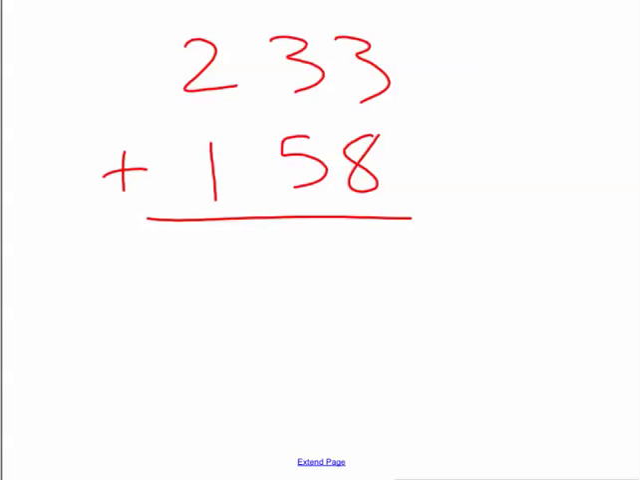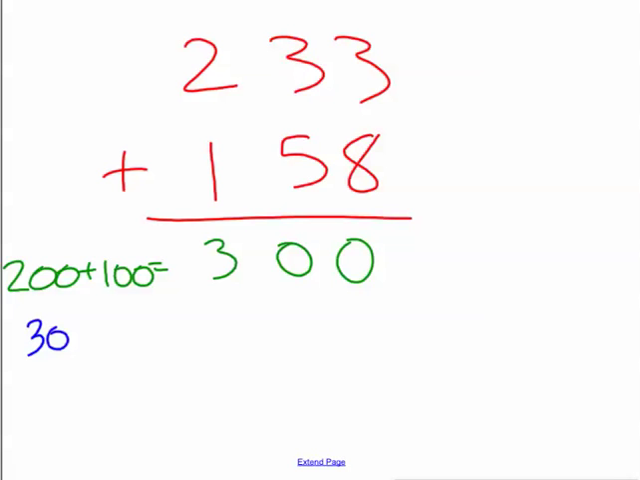For instance, starting left to right again, we actually start in the hundreds place, and we do 200 plus 100. And 200 plus 100 is simply 300. Next, we move to the tens place, and we take 30 plus 50. And 30 plus 50 is simply 80.